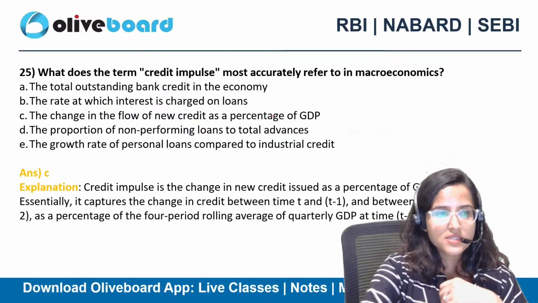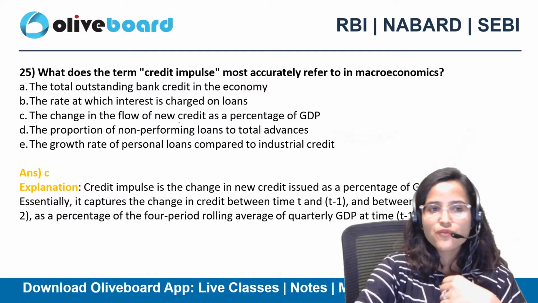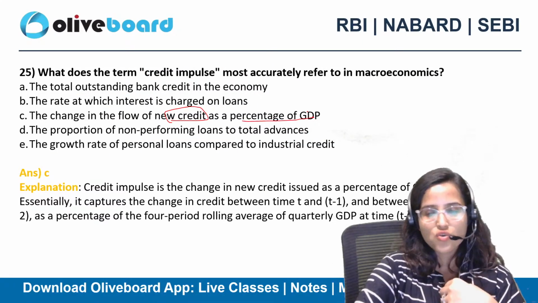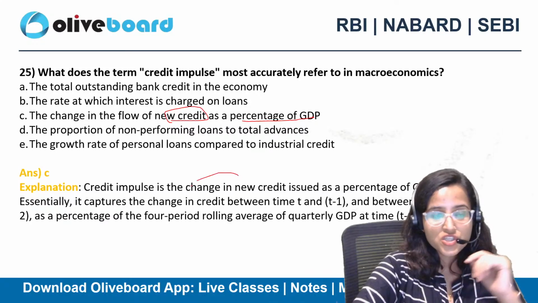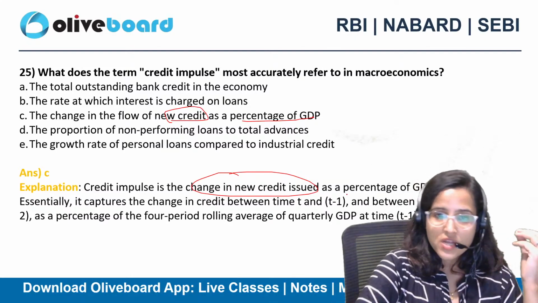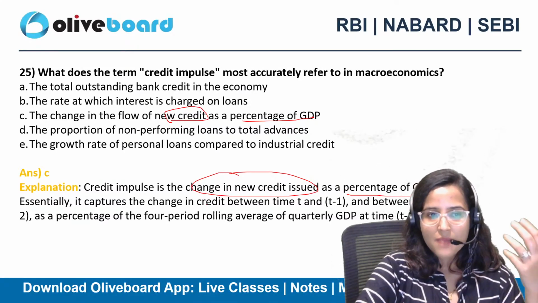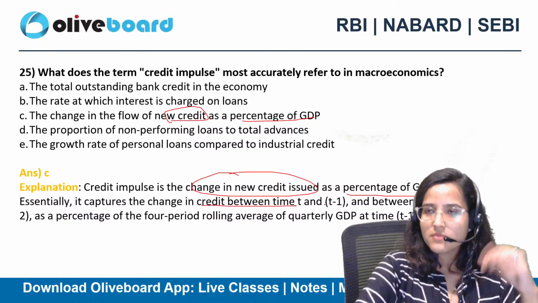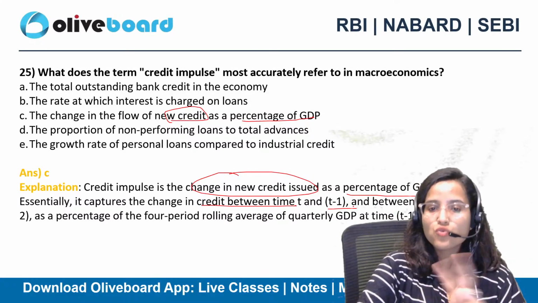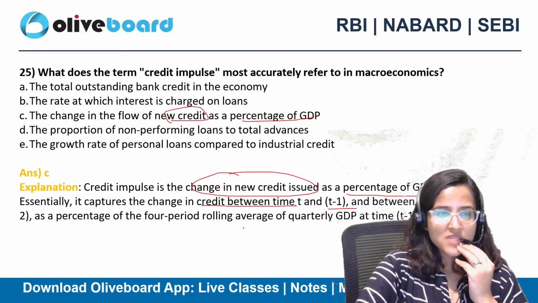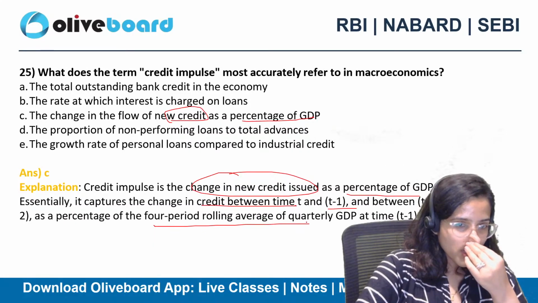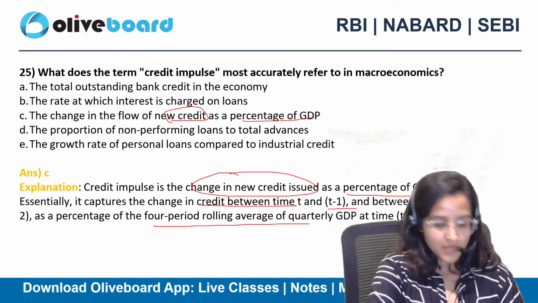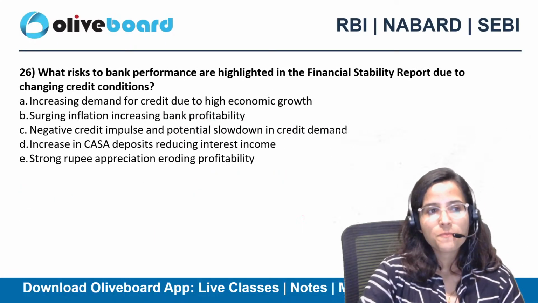All of you are saying C, which is absolutely correct. The change in the flow of new credit as a percentage of GDP. So, credit impulse is the change in new credit issued as a percentage of GDP. It captures the change in credit between time t and t minus 1 as a percentage of the 4 period rolling average of quarterly GDP at time t minus 1.